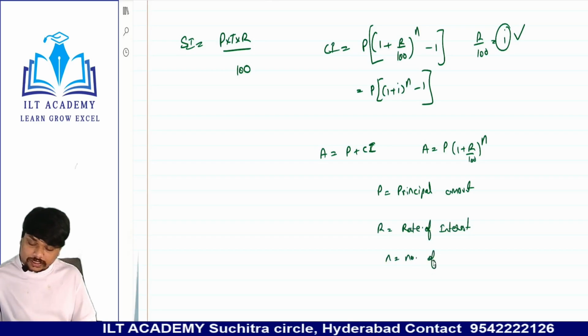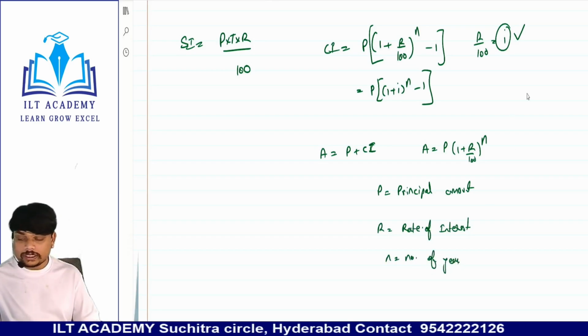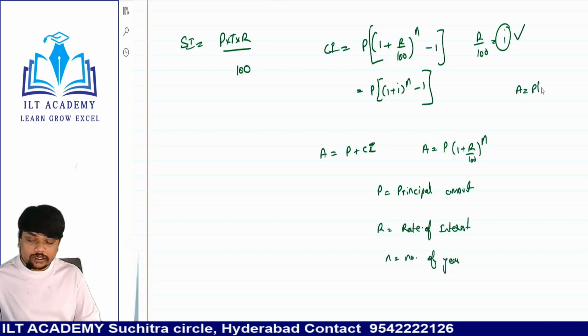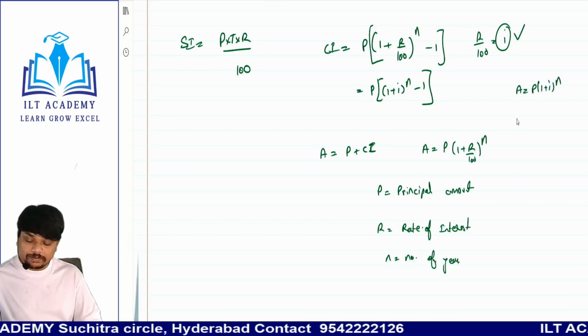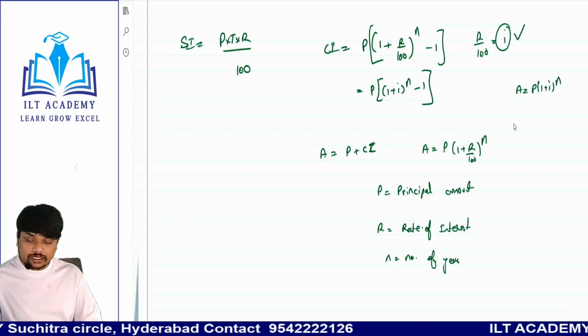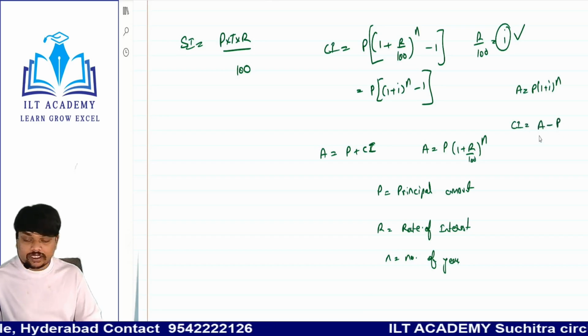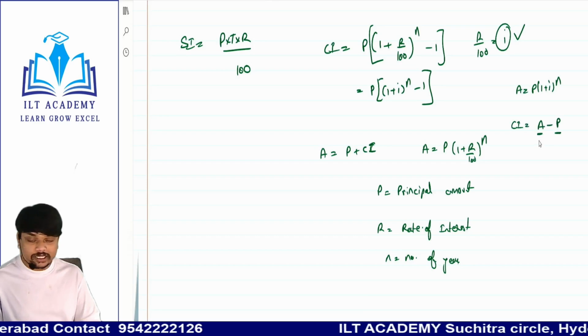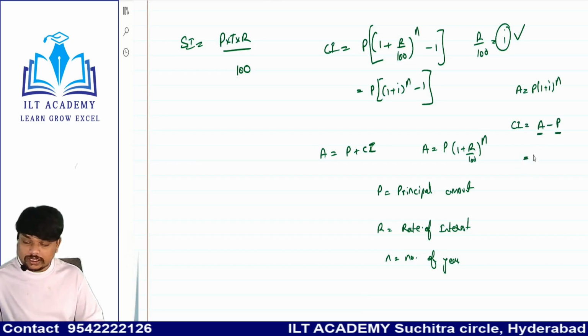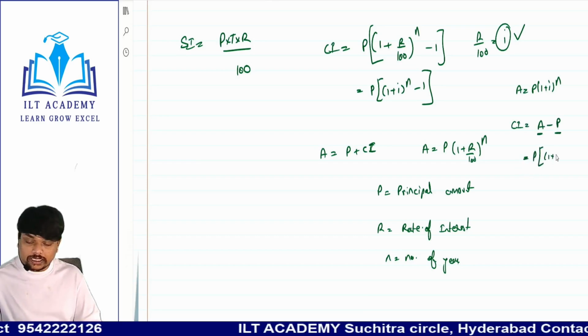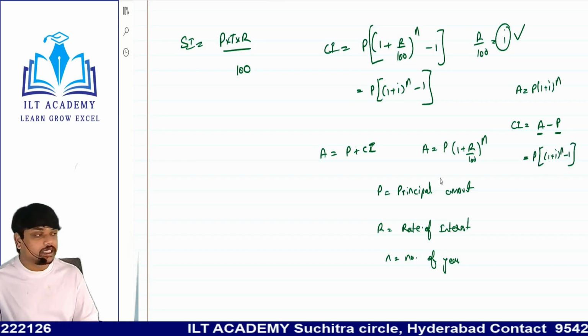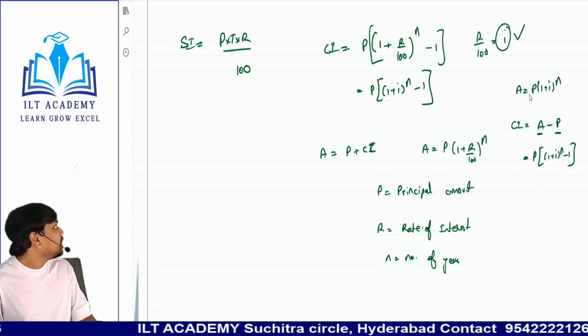So what are the formulas? A is equal to P into 1 plus I whole power n. Clear? CI is equal to A minus P. This is one formula. Or else you can write it like this, P into 1 plus I whole power n minus 1. These are the basic formulas for compound interest and amount.